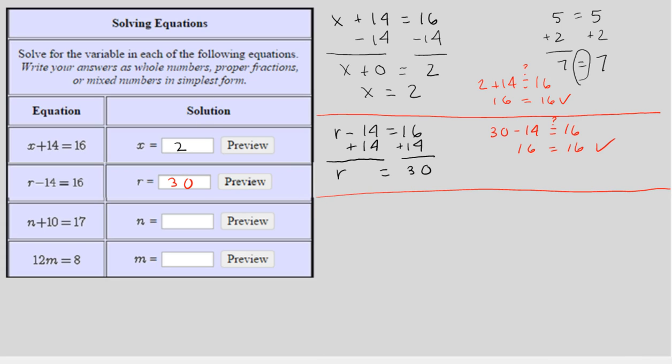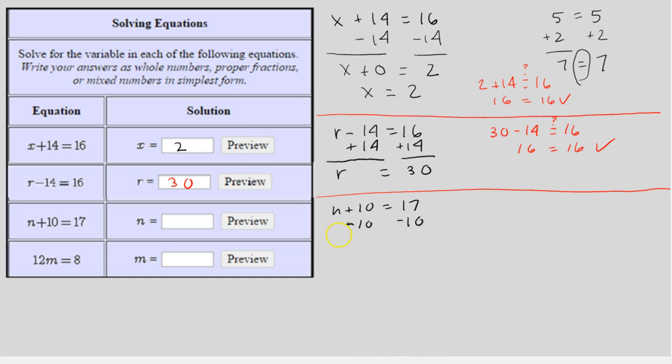Let's try the next one. N plus 10 equals 17. So there's a number, and if I add 10 to it, I get 17, and I want to know what that number is. So I want to remove this plus 10, this adding 10, so I'm going to subtract 10 from both sides of the equation.